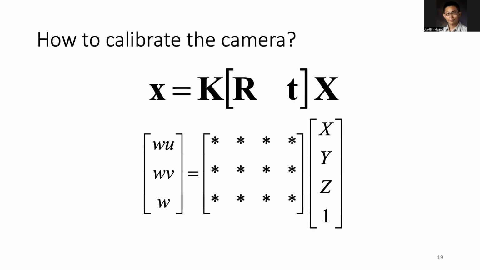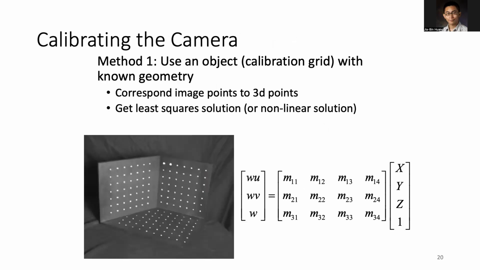Okay, so how are we going to calibrate? The process of recovering the numbers in K, R, and T is called calibration. I need to calibrate the camera so I know exactly what the parameters of this camera are. So the first idea is very simple.